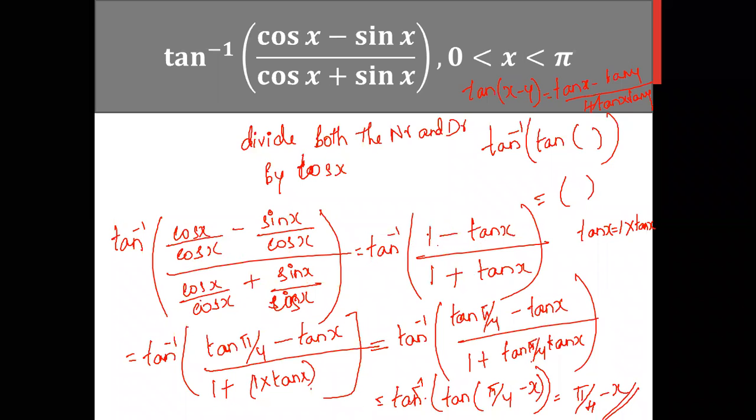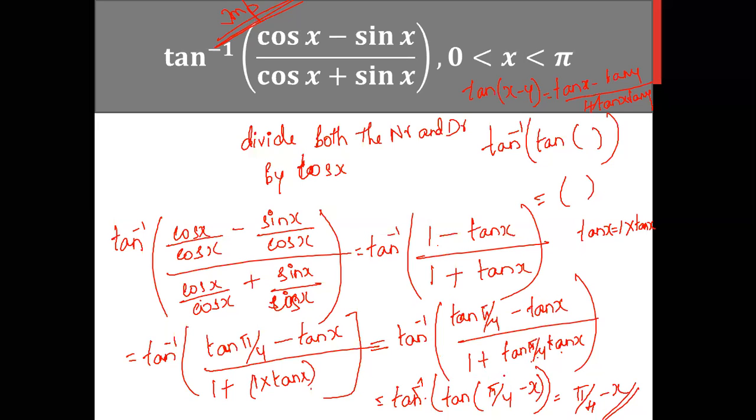Then, this is not a 2-mark question, this is a 3-mark question. In the numerator, the 1 we have, I have replaced by tan pi by 4, because tan pi by 4 is 1, minus tan x. This is very important, and they have repeated it many times. Divided by 1 plus, I can write tan x as 1 into tan x, correct? So it becomes tan inverse of tan pi by 4 minus tan x divided by 1 plus, the product replaced by tan pi by 4 into tan x.